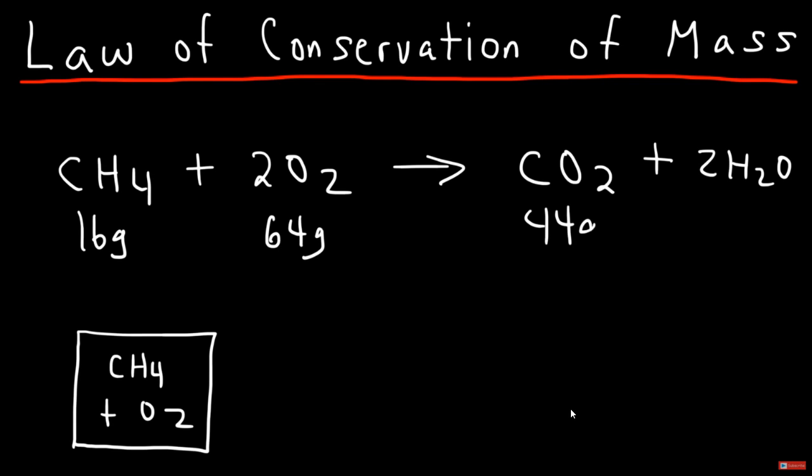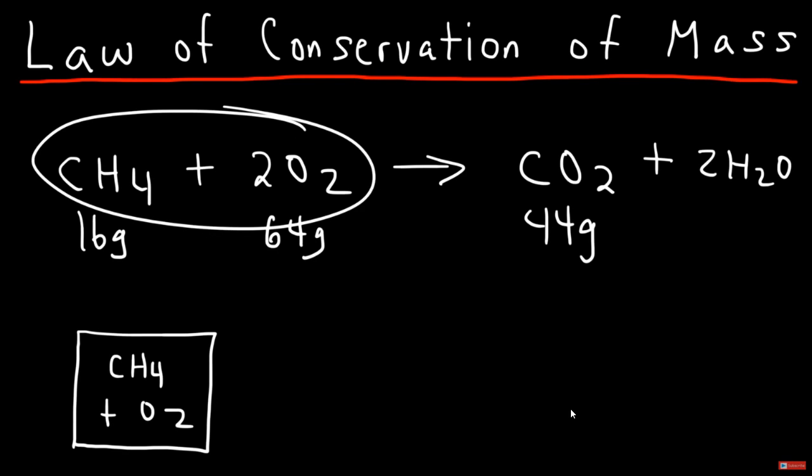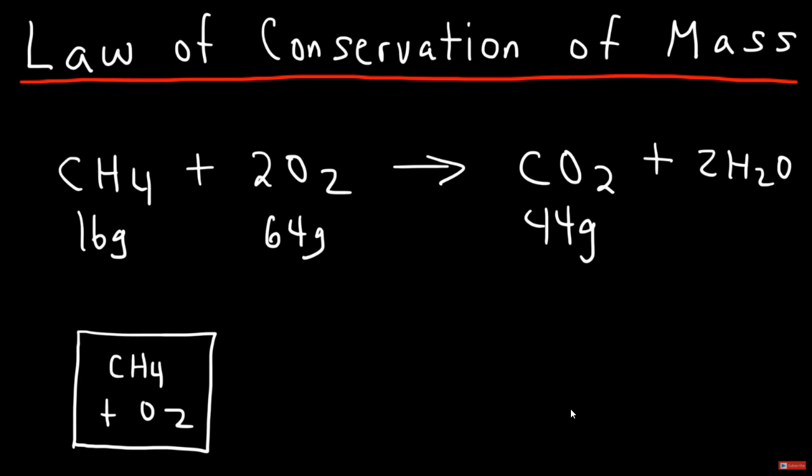Now, let's say you collect 44 grams of carbon dioxide. According to the law of conservation of mass, how many grams of water should you expect to be present at the end of this reaction? Now think of the total mass of the reactants. The reactants are the stuff on the left side. We have 16 grams of methane and 64 grams of oxygen. So therefore, we're starting with 80 grams of reactants. Before the reaction, we had 80 grams of matter.